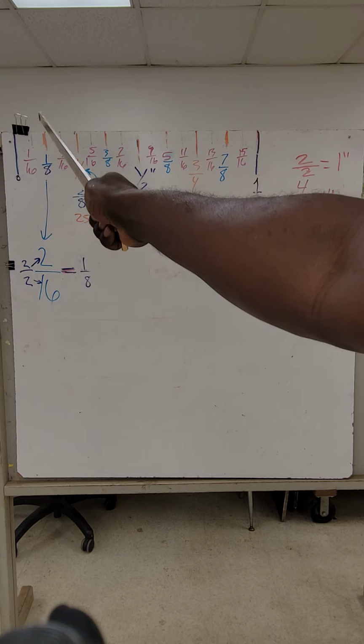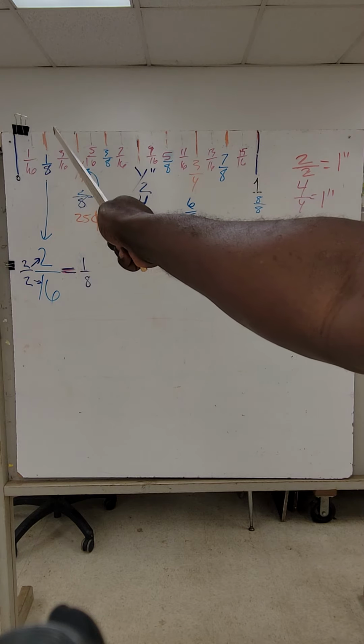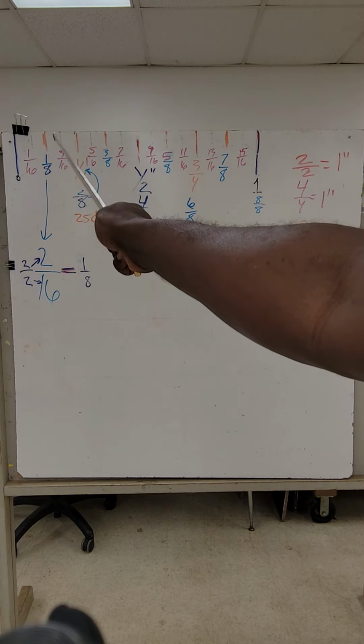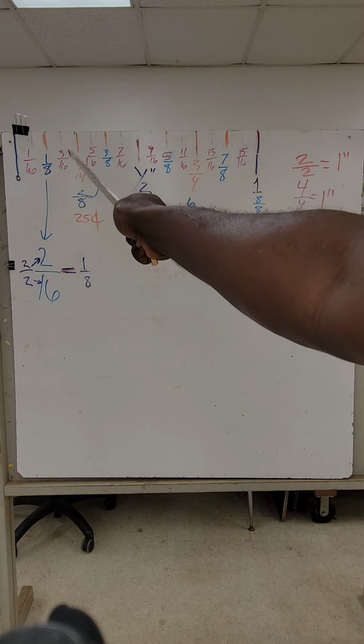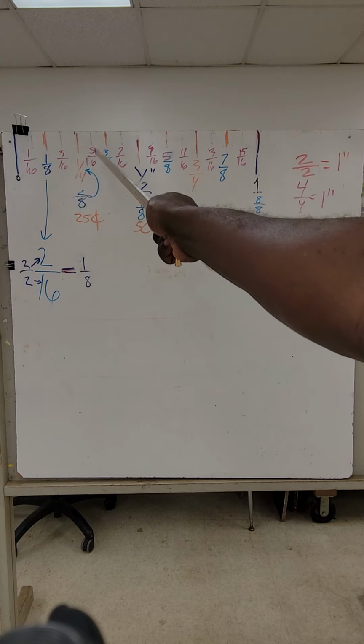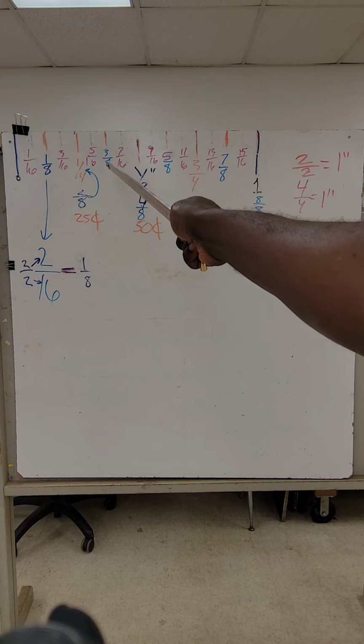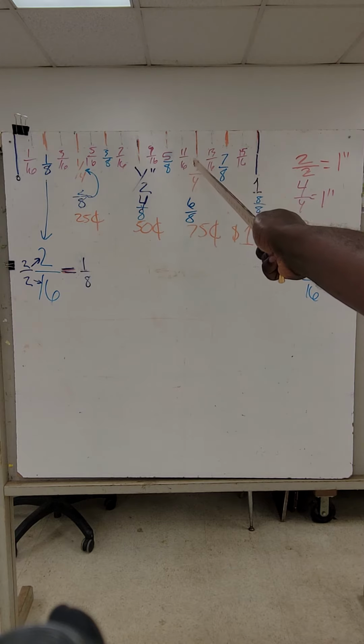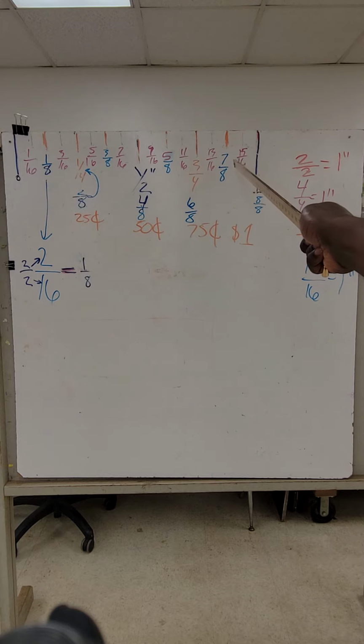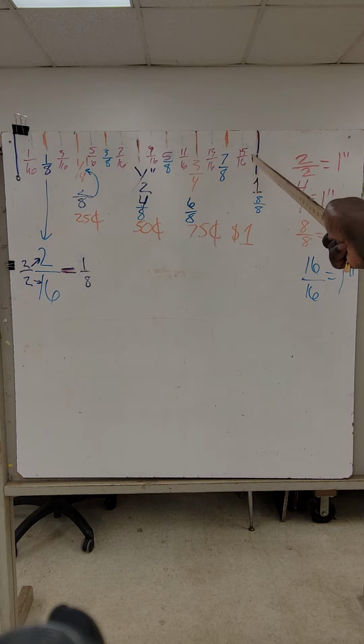Now, if you're having a hard time finding your eighths, you just subtract by 2, add by 2. So that's 1, 2, 0, 1, 2, 0, 1, 2. Then again, you go 0, 1, 2, 3/8, 0, 1, 2, 5/8. Again, 3/4, 1, 2, 5/8. Again, 1, 2, 7/8. And then you go 1, 2, you got 8/8, which is 1.